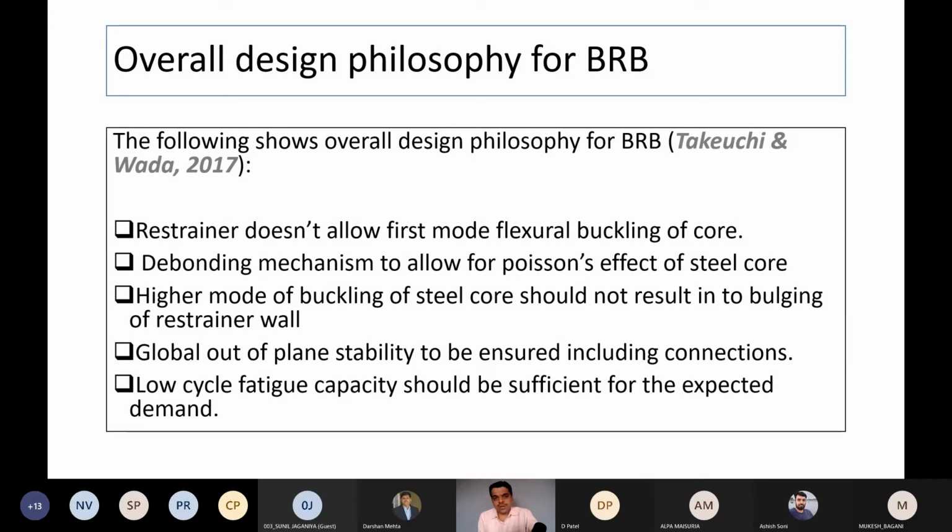Second thing, the debonding mechanism to allow for Poisson's effect of the steel core. The debonding mechanism must allow for the Poisson's effect, meaning the steel core should be free for expansion as well as contraction while the force is applied. So even if we are putting high strength mortar into this BRB, there is not going to be any positive connection across this debonding gap.